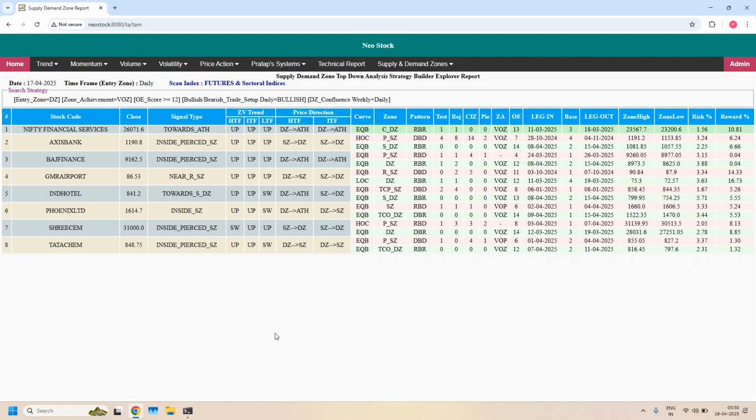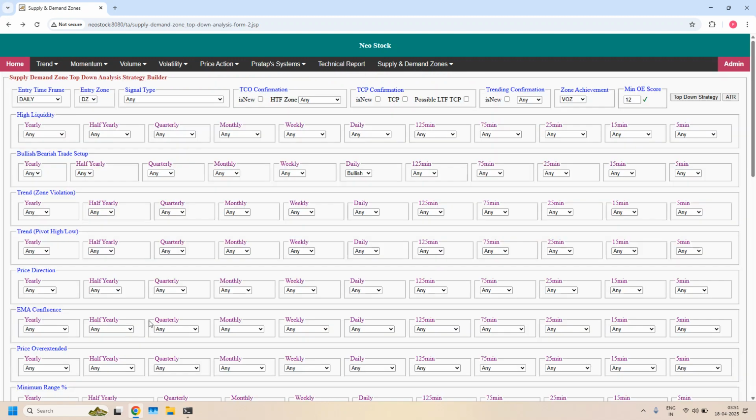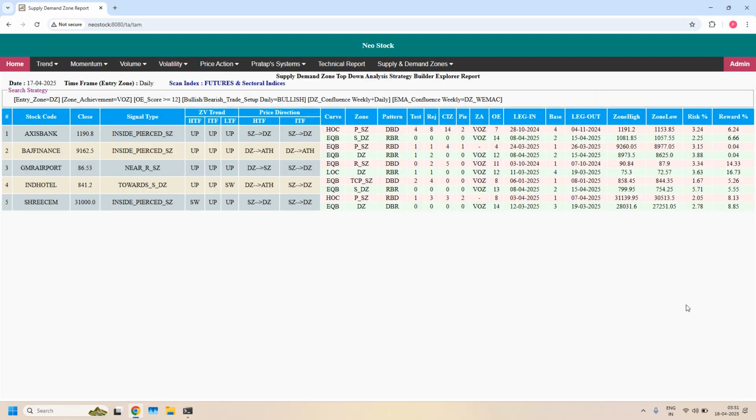So let us further filter: is the weekly demand zone having weekly EMA confluence? In that case, the overlapped daily demand zones inside the weekly might be having even stronger institutional order flows. They might be having more success rate. It is a probability. High probability setup stocks. So in the EMA confluence at a weekly time frame, I am checking whether the weekly demand zone has weekly EMA confluence or not. With this filter, we got 5 stocks.